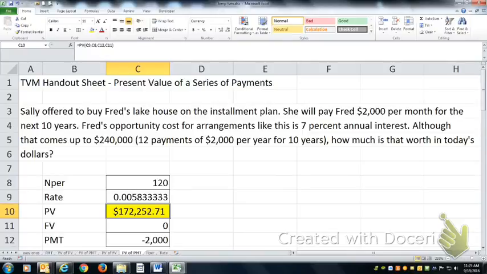$172,252. Even though it's a total of $240,000, the opportunity cost of that type of money means that it's the equivalent, that 120 payments of $2,000 a month is the equivalent of receiving $172,252 today.